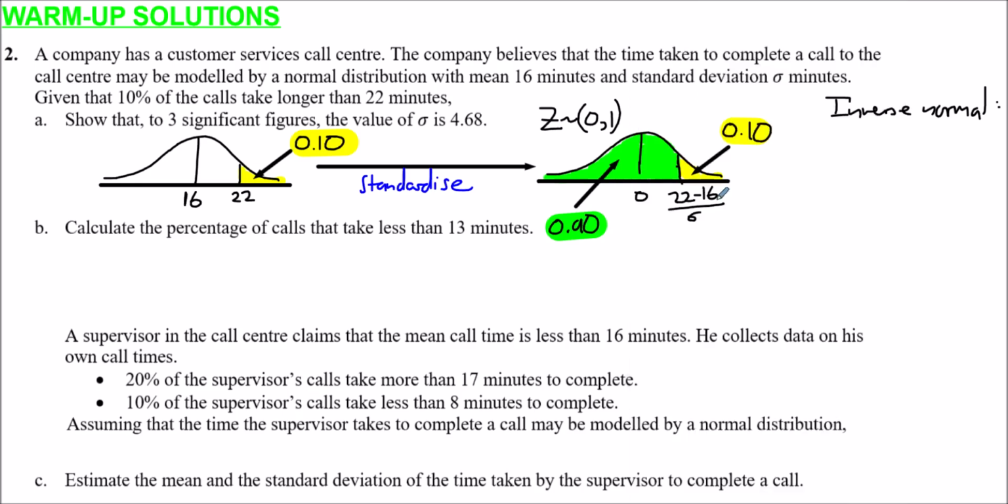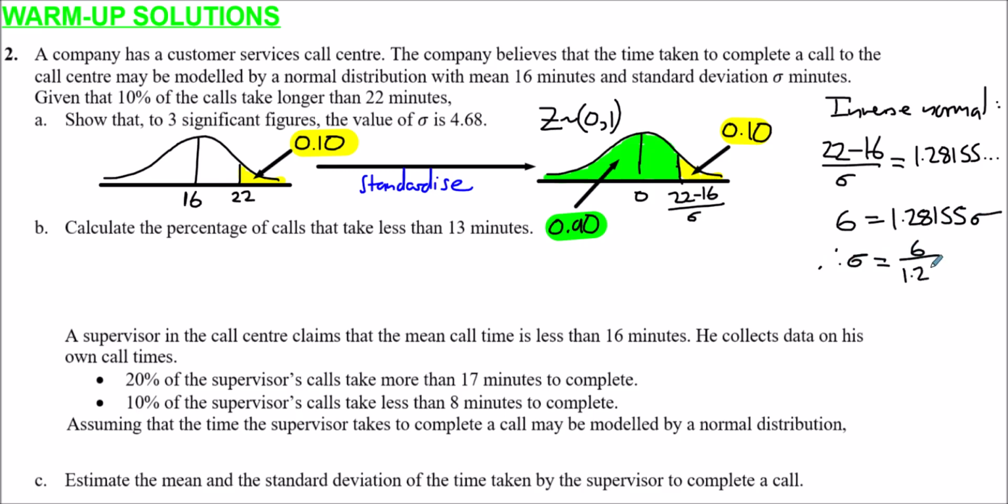And so what that tells us is that 22 minus 16 over sigma needs to be equal to 1.28155, and so on. We can now rearrange and solve. So 22 minus 16 is obviously 6. Multiply both sides by sigma, so 6 equals 1.28155 sigma. Therefore, sigma will be 6 divided by this 1.28155, and so on.